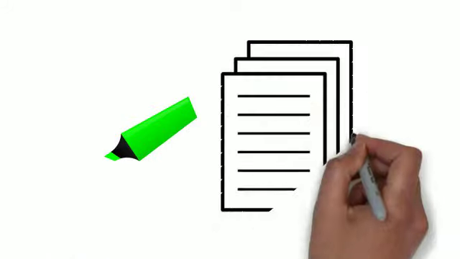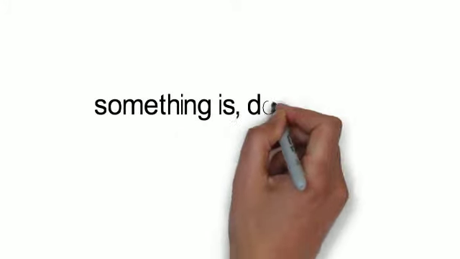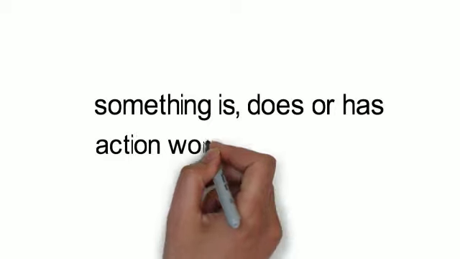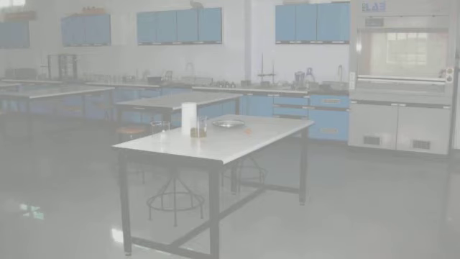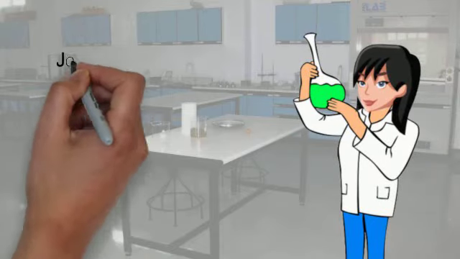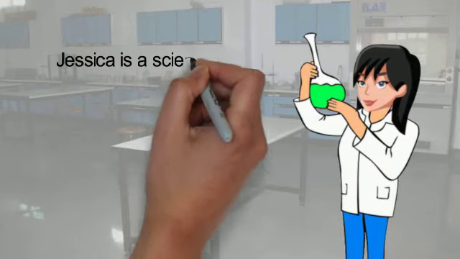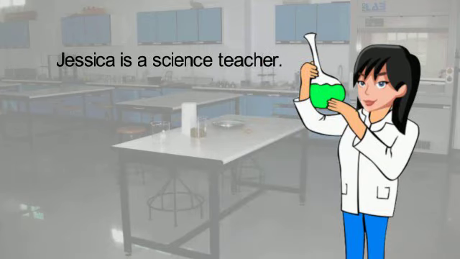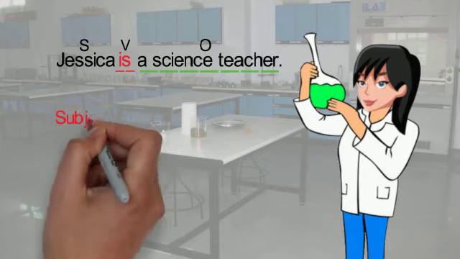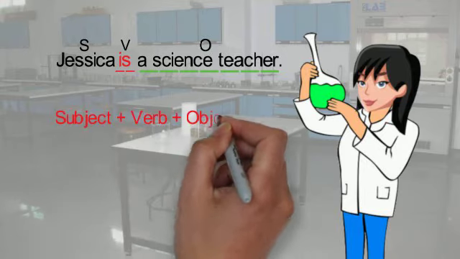A verb tells us what something is, does, or has. It is generally the action word in the sentence. For example, Jessica is a science teacher. In this sentence, is is used as the verb. Jessica is the subject, and a science teacher is the object. Remember, each sentence is usually subject plus verb plus object.